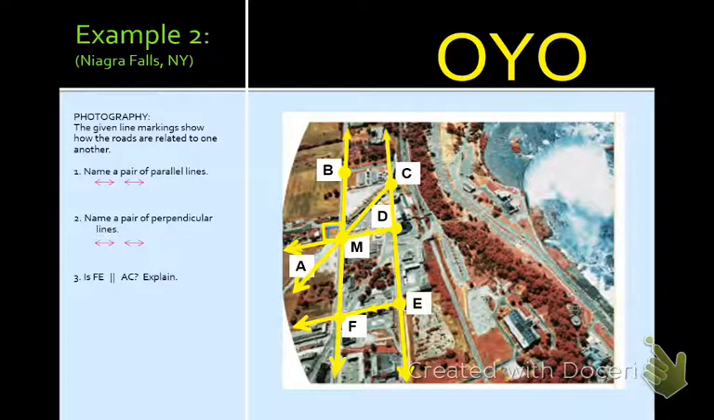Trent, which ones are marked? Yes. These two, right here and right here, they both have 2 arrows on them. That shows they're parallel. So the parallel lines would be MD and FE.